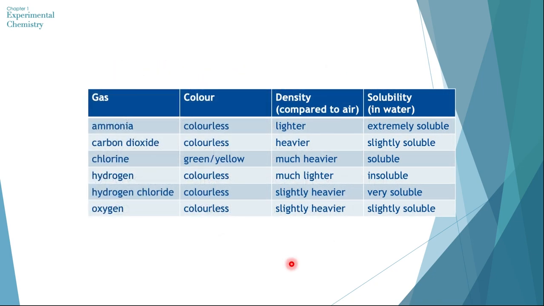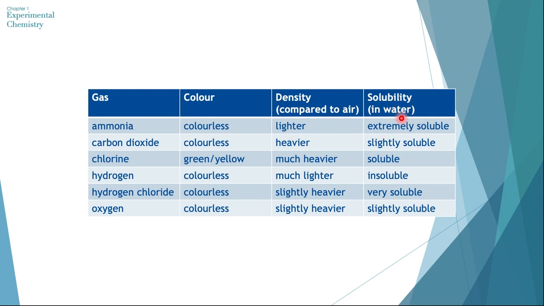Here we have a table again that shows the density and the solubility of various common gases. So, gases. Here we have the common gases. You're going to read about these gases quite a lot in these lessons. First, we have ammonia. Ammonia is a colorless gas, and its density compared to air is lighter than air, I mean.